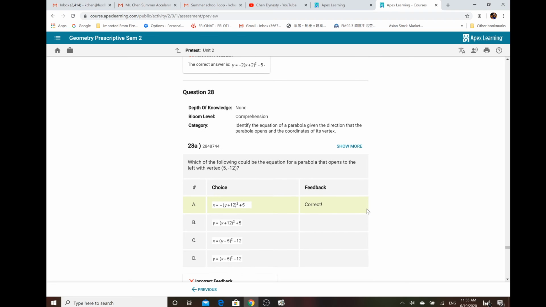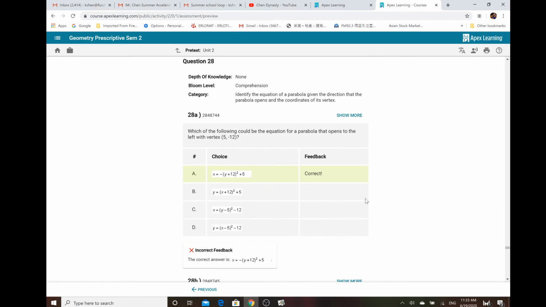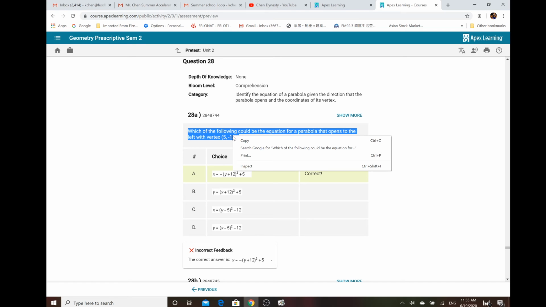So 28 is quite similar, so that's a sideways parabola. Maybe we should try one of those. So this one asks, which of the following could be the equation of a parabola that opens to the left with the vertex 5, -12. Now, this one is a little bit different compared to what I just showed you, because the previous one was just a regular up and down parabola. But if it's a sideways parabola, the structure might be slightly different. So now, let's take a look at that.